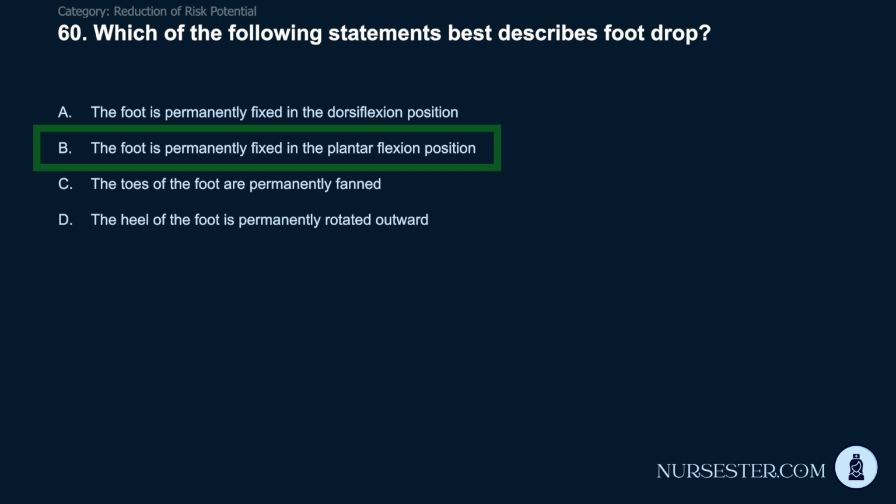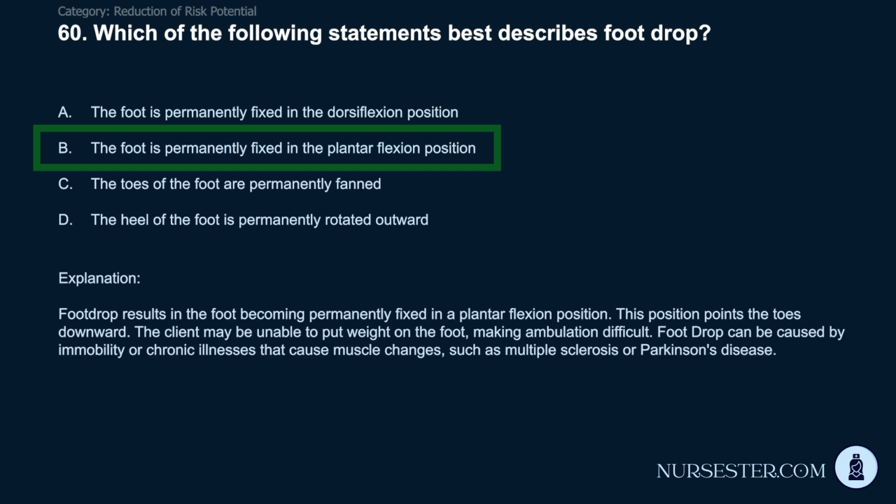Correct answer: B. The foot is permanently fixed in the plantar flexion position. Foot drop results in the foot becoming permanently fixed in a plantar flexion position. This position points the toes downward. The client may be unable to put weight on the foot, making ambulation difficult. Foot drop can be caused by immobility or chronic illnesses that cause muscle changes, such as multiple sclerosis or Parkinson's disease.